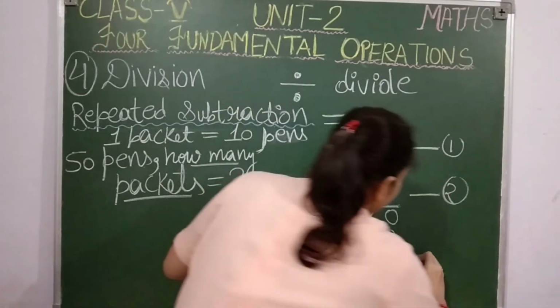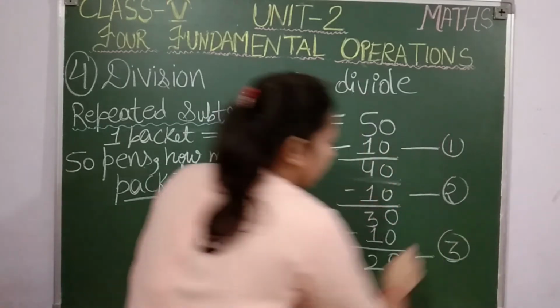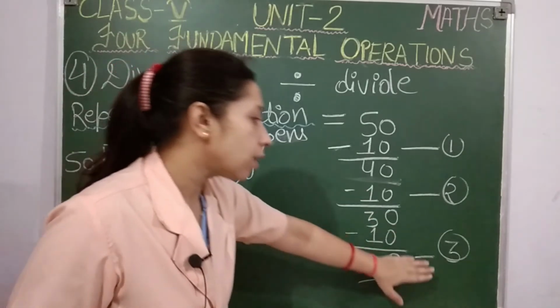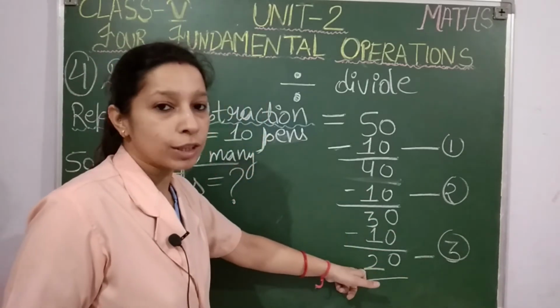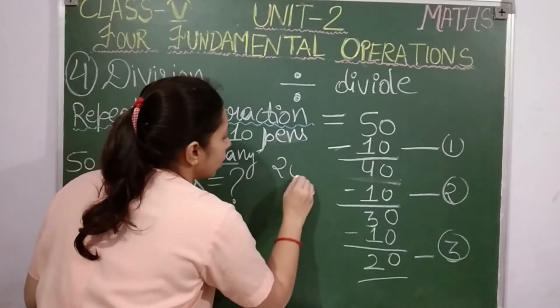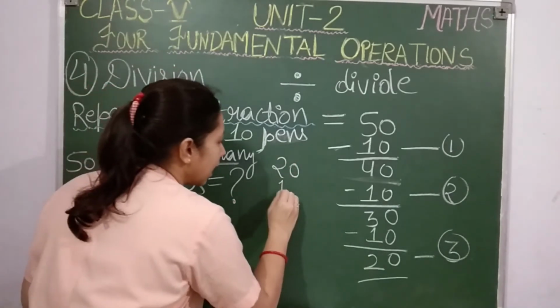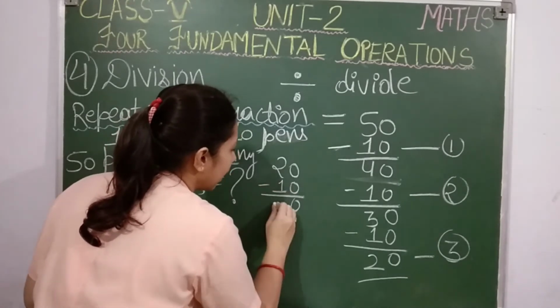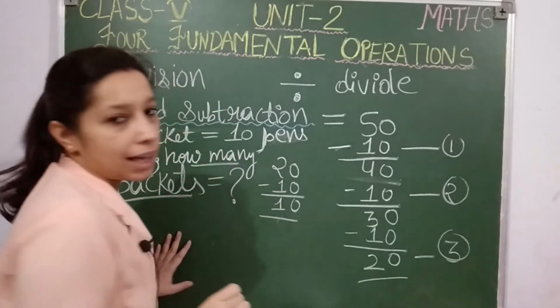That means packet number 3. Clear students? Okay, after keeping 10 pens in the third packet, how many pens are with me? 20 pens. No problem. Again I will take one packet and I will keep 10 pens in that packet. Still 10 pens are remaining with me.